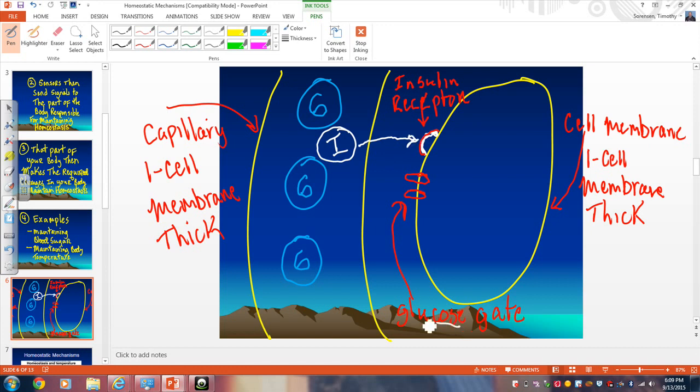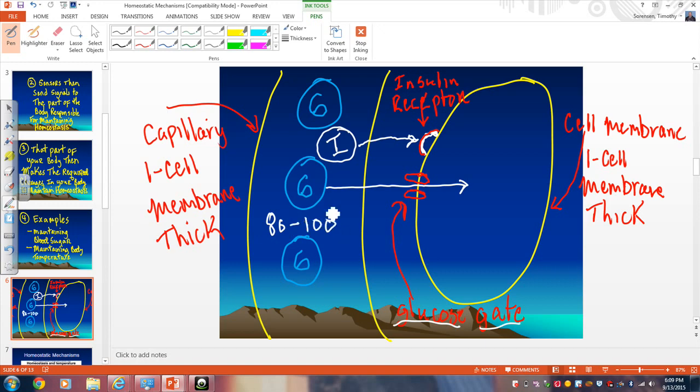And then you have these little glucose gates. Normally they're closed, but what does insulin do? Insulin opens them. And when insulin opens up that gate, it will allow glucose to go from high concentration in the blood to low concentration in the cell. And you will continue the release of insulin until your blood sugar is back to 80 to 100.